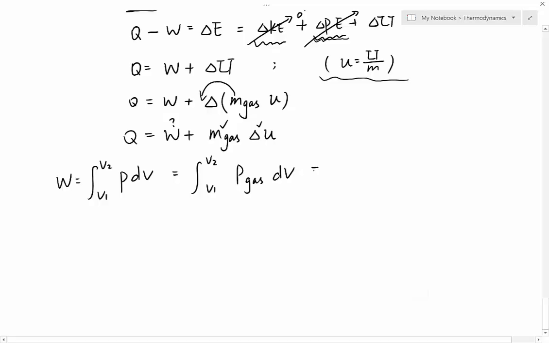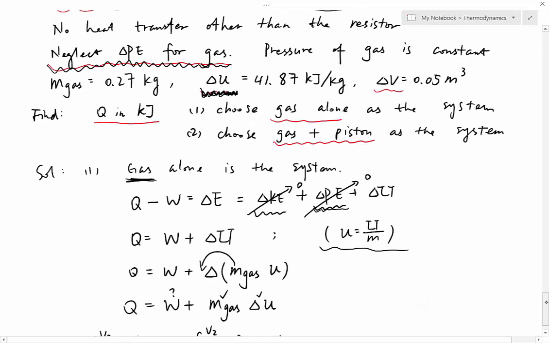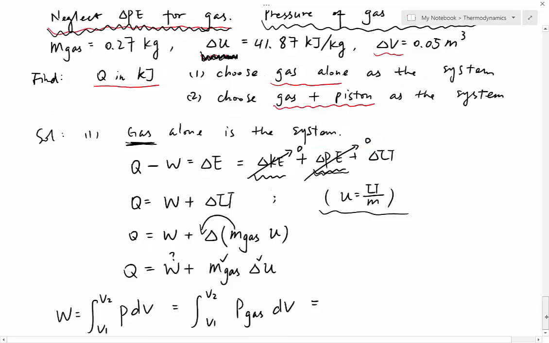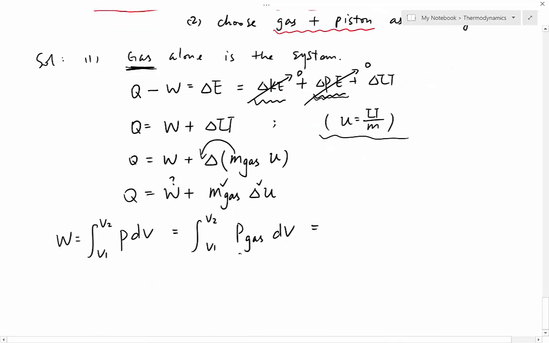Okay, and then what did the question say about the pressure of the gas? Right here: the pressure of the gas is constant. So that means P gas is constant. If you have a constant integrand, what do you do? You can pull it out. So the pressure of the gas, you take it out, and then what is left is the integral of dV, which is V2 minus V1. Okay, all right.